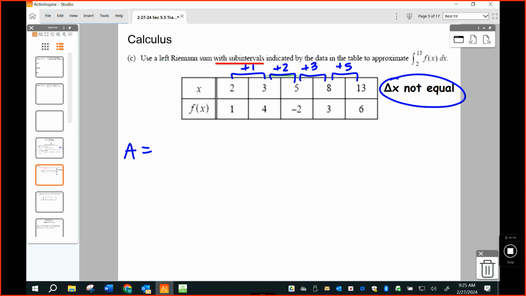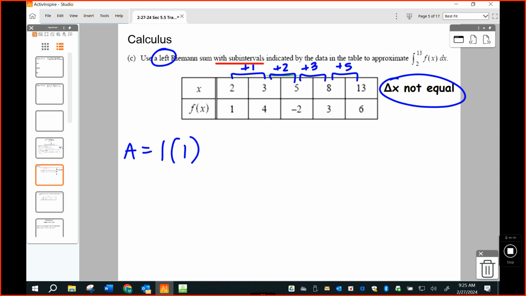So the first rectangle goes from 2 to 3. What's the width? 1. What's the height of the first rectangle? The height is the y value. 4, 3, 1. What kind of Riemann sum are we doing? We're doing a left Riemann sum. So you look at the two y values. You're going to pick the one on the left.